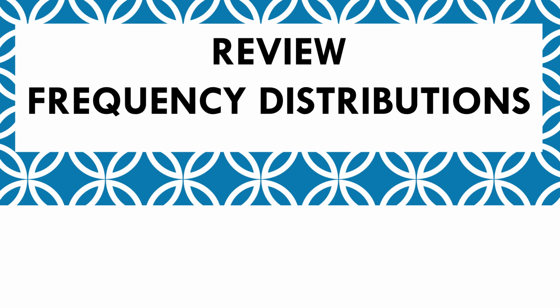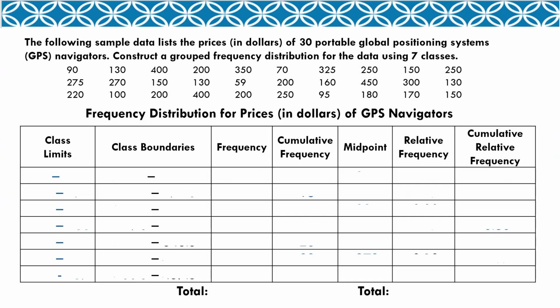Review of frequency distributions. Here is our data set, and we need to create a frequency distribution. This is review. In order to do this, we need to locate our highest value, 450, and our lowest value, 59. We need to calculate the range, high minus low, which is 391. To get our class width, we divide our range by our number of classes.